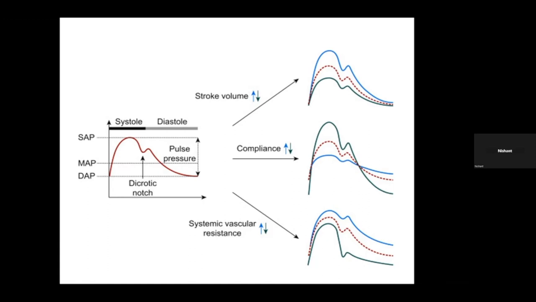And coming to the systemic vascular resistance, systemic vascular resistance is more of an indicator of afterload of the arterial system. So if the systemic vascular resistance is increasing, as indicated by the blue waveform, there is a shallow depression in the dicrotic limb. Whereas if the systemic vascular resistance is low, as seen in vasodilated patients or septic shock patients, there is a steep decline in the dicrotic limb.